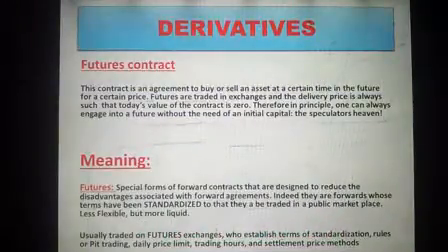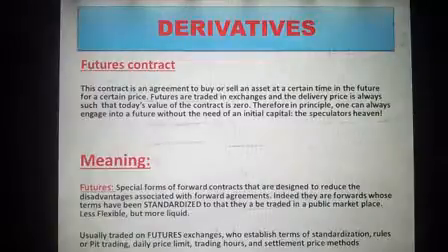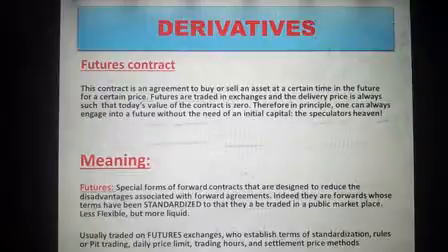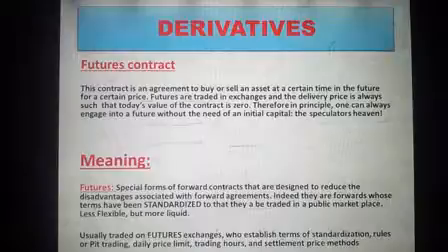This is the futures contract. What is a futures contract all about? A contract is an agreement to buy or sell an asset at a certain time in the future for a certain price. That is called a futures contract. Futures are traded in exchanges and the delivery price is always such that today's value of the contract is zero. Important key point.